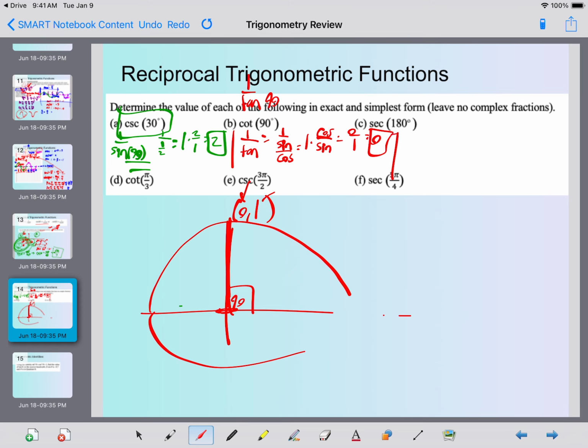Secant of 180. 180 is one of those nice points that you could figure out, right? Again, this would be -1, 0 for 180 degrees. Secant is 1 over cosine. So, cosine of 180 is the x value, -1. 1 divided by -1 is -1.